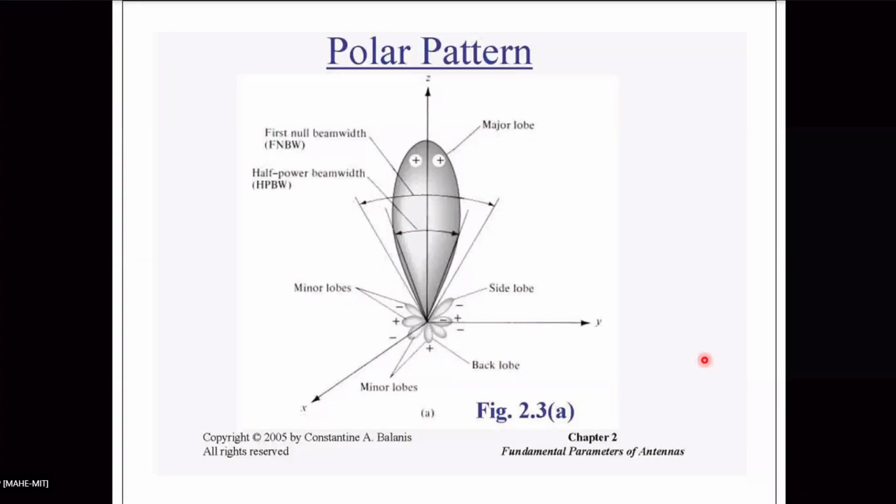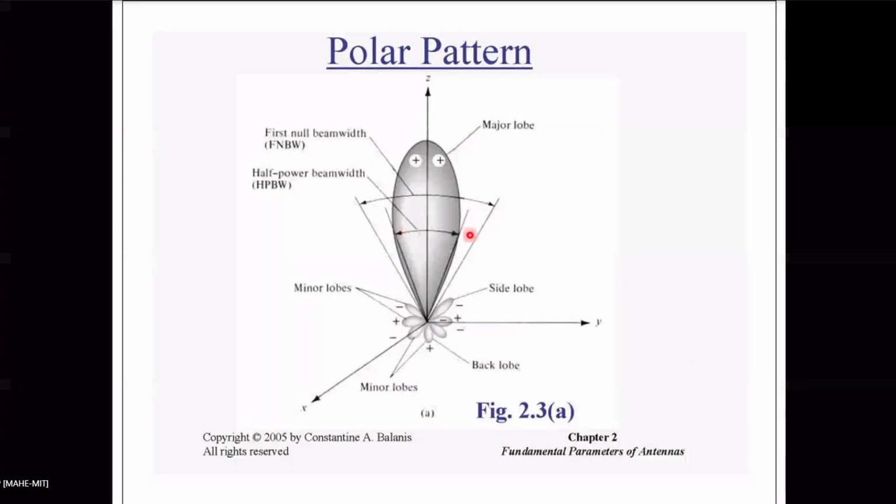It is the angle between half power points of the main lobe. This is the main lobe, or major lobe. This is the angle between half the power points of the main lobe. Have you got it?